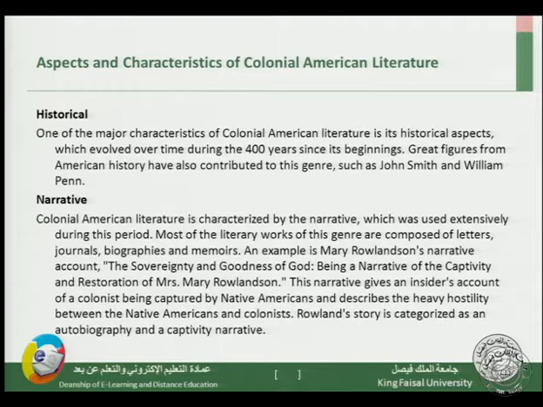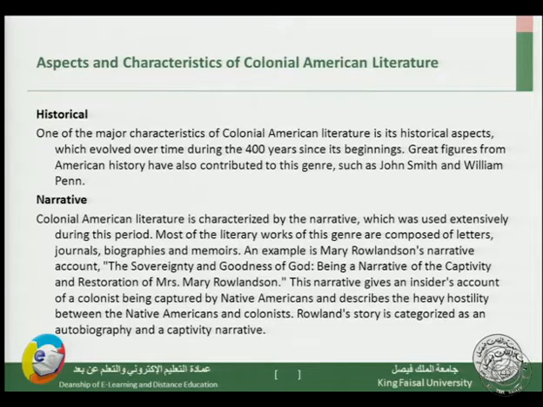Most of the literary works of this type of literature are composed of letters, journals, biographies, and memories or memoirs, which is diary writing, or things related to writings that are related to memories, writing down memories. An example is of famous writers of this period, narrative writers.